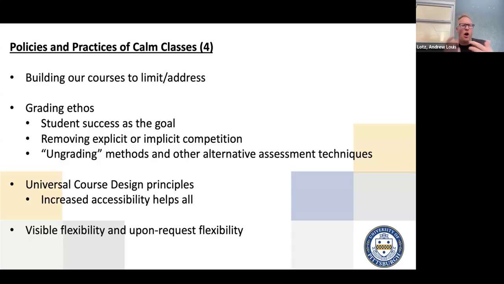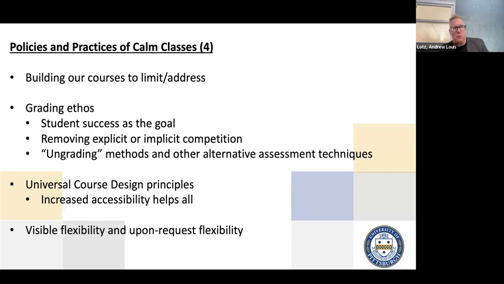There are also lots of ungrading methods and other alternative assessments. I gave one of these talks last spring on ungraded methods and alternative assessments, which can be powerful tools for giving students more control over their grading. It's more work for them, but it gives them a sense of control and can really help them out. And so I think it's worth exploring.